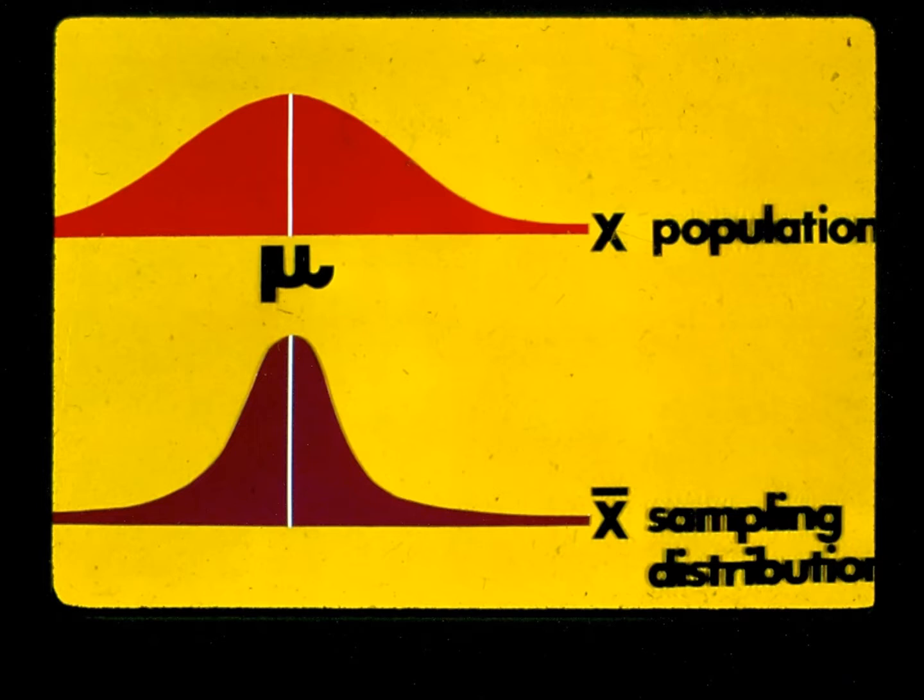Recall also that if mu denotes the mean of the x distribution, then mu is also the mean of the x bar distribution, even though the standard deviations differ and regardless of the normality assumption.